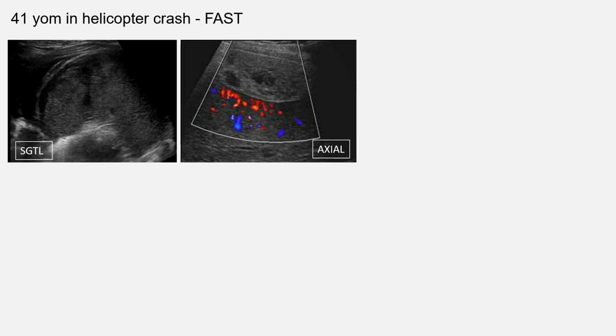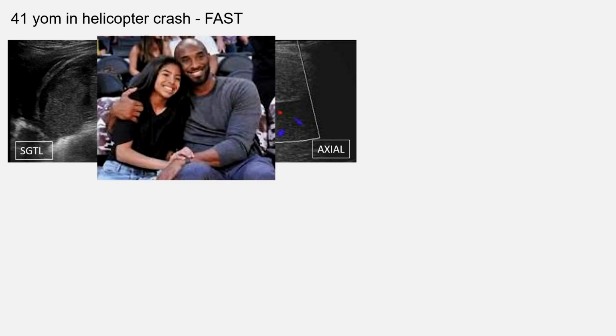We have ultrasound scans from a 41-year-old male who was involved in a helicopter crash, getting a FAST exam, sagittal view on your left, axial view on your right, demonstrating the liver. We can see right pleural effusion, perihepatic ascites that's echogenic, and we see a laceration within the liver on the left-hand side. On the right-hand side, we see asymmetric thickening of the right rectus abdominis muscle without color flow within it, consistent with a hematoma. A scan like this belonged to none other than Kobe Bryant during the time of his demise.